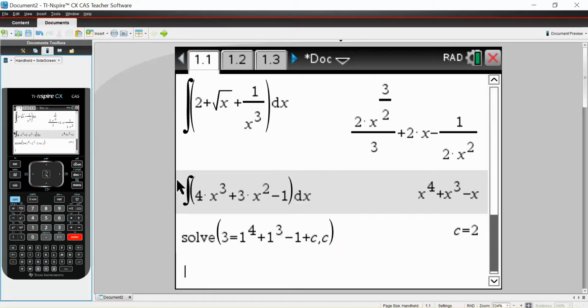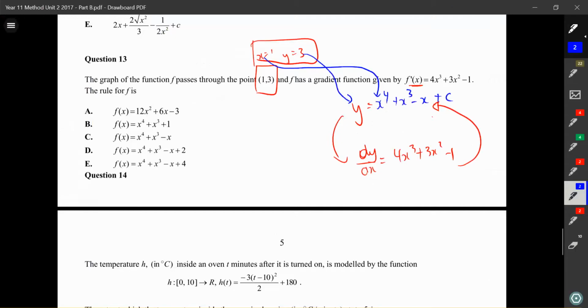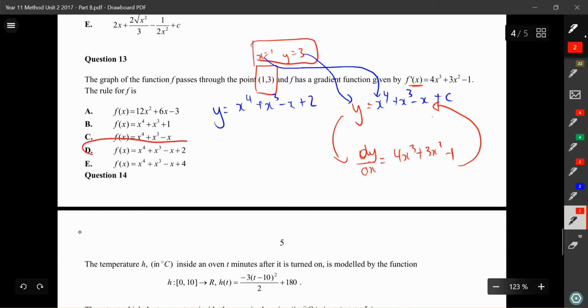Yeah, I know you could have done it by hand, but I'm trying to really show you how to use your CAS. So that means c equals 2, and therefore my equation is y equals x to the power of 4 plus x cubed minus x plus 2. Which one gives me that? It is D. D is the only one that has the answer. Cool.